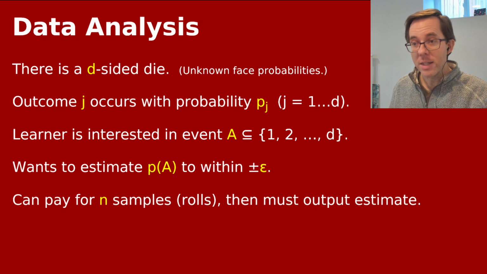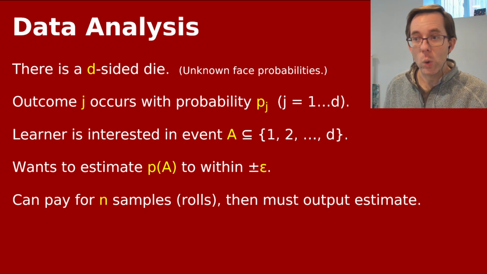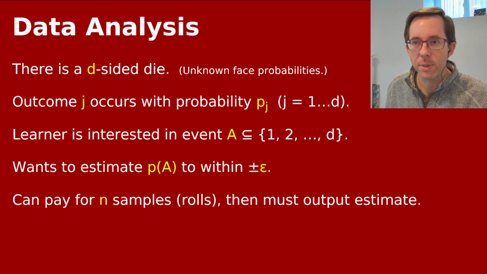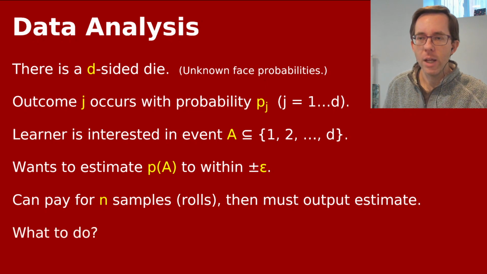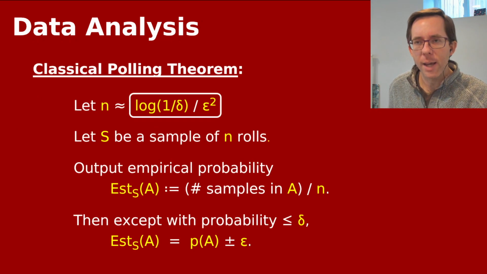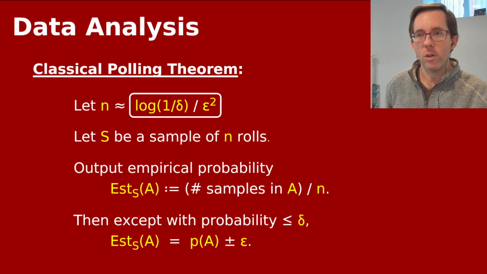And we think of it as expensive to get samples from this distribution, so you can pay for n samples, which are like rolls of the die, and then having seen these samples, you have to output your estimate for p of A. So what should you do? Well, actually, this problem is easy, and you should do the obvious thing, and the obvious thing works well. So I've encapsulated that with what one might call the classical polling theorem.